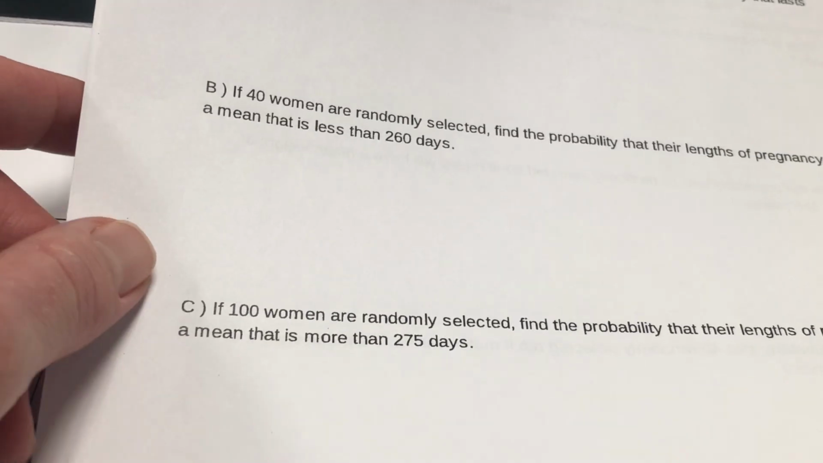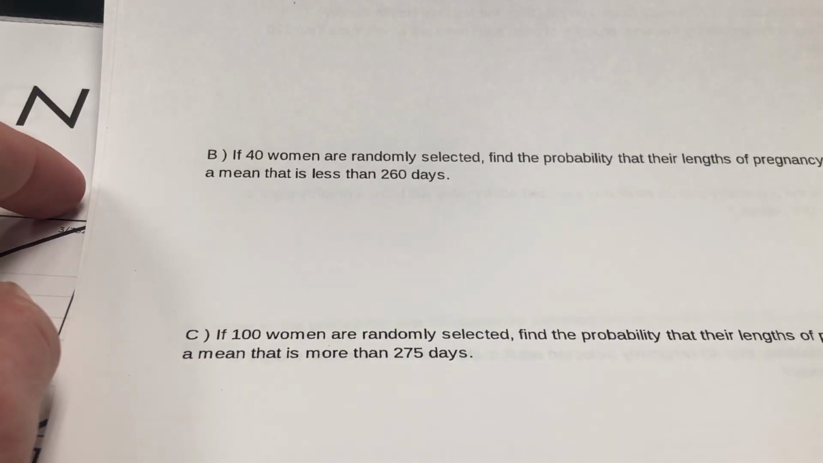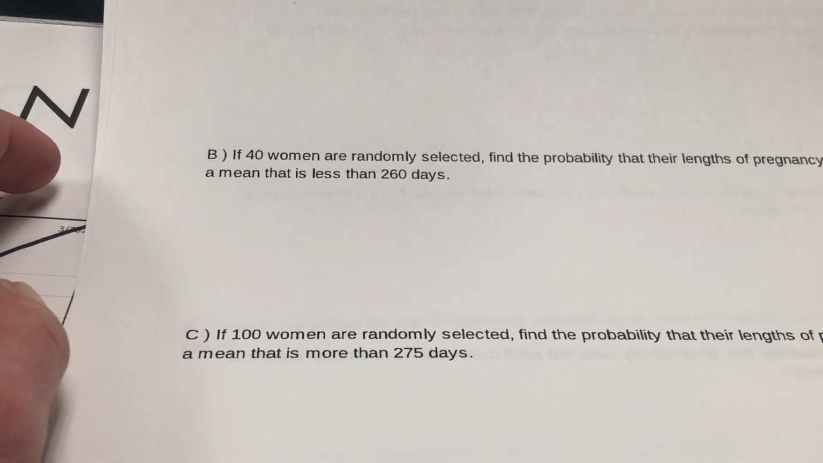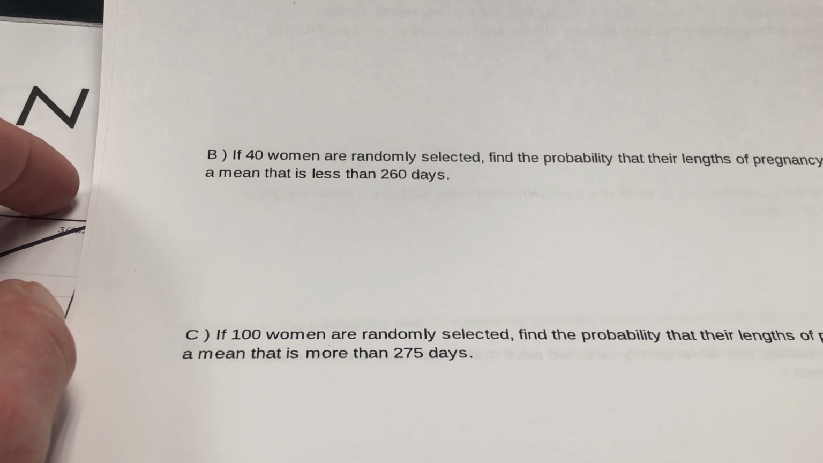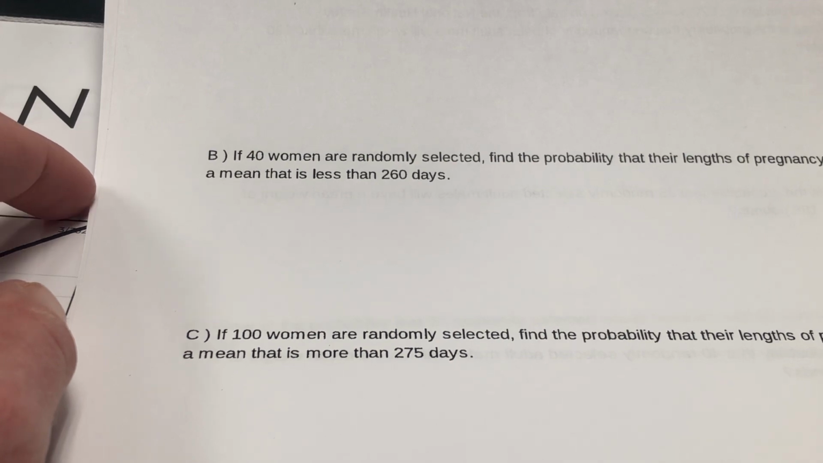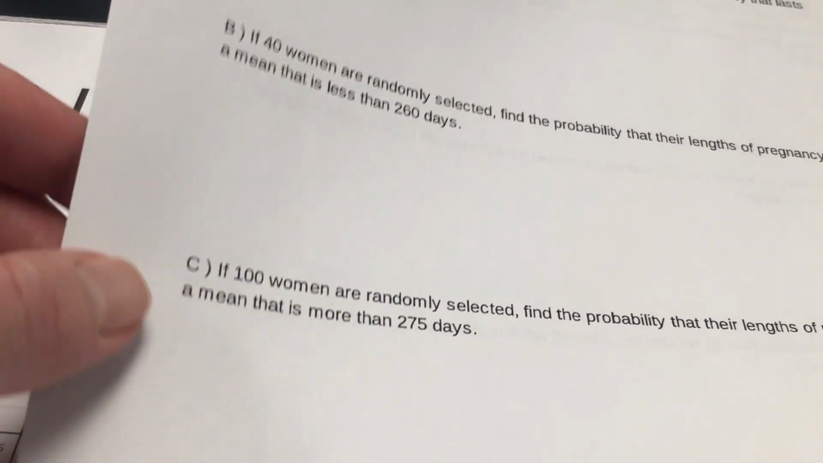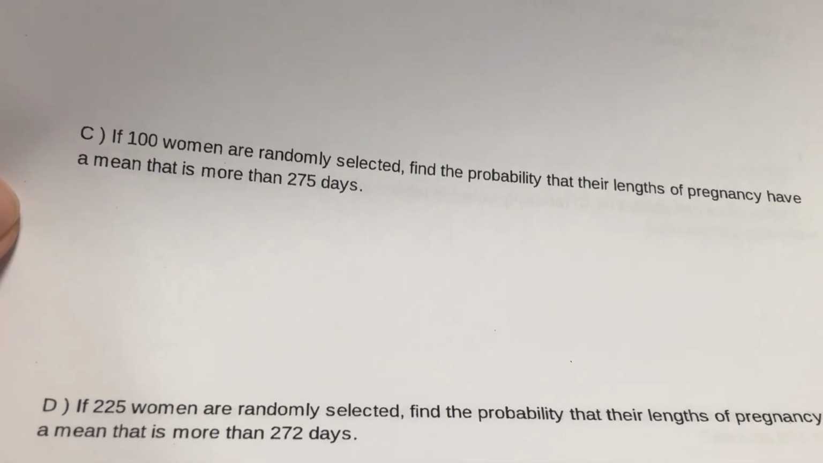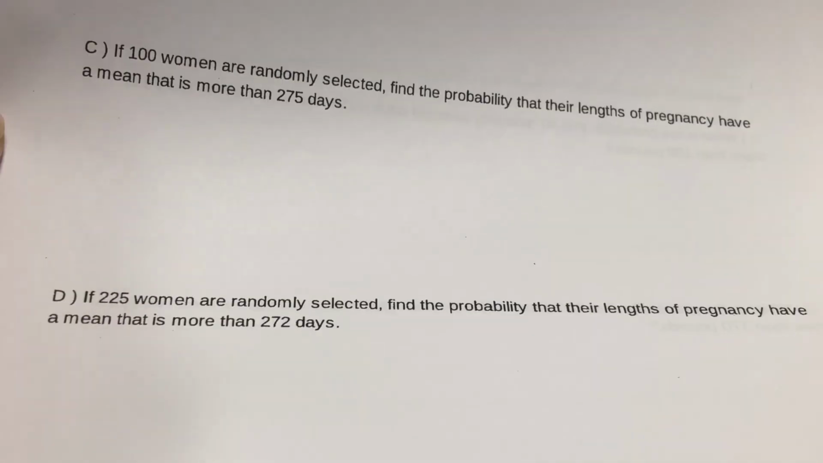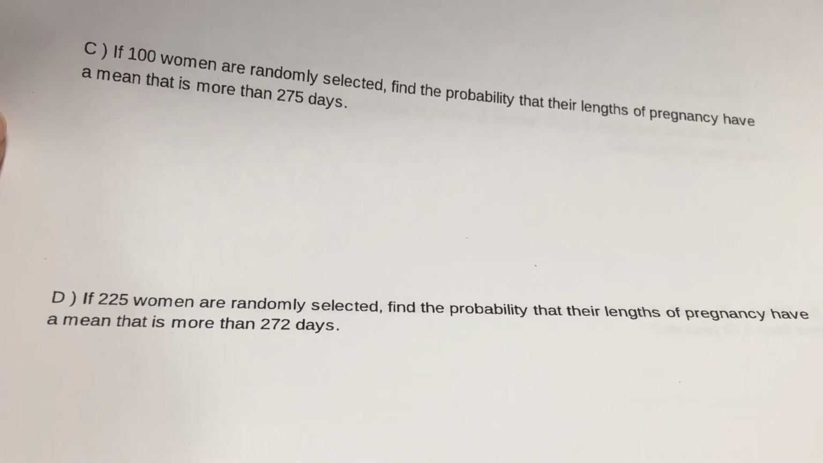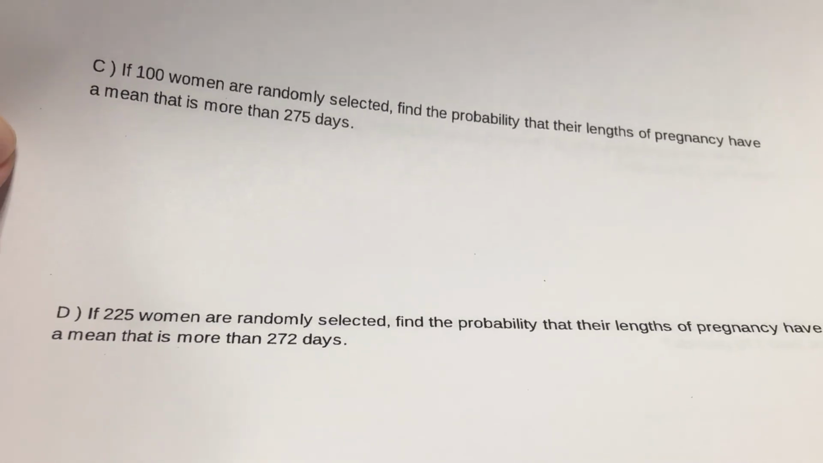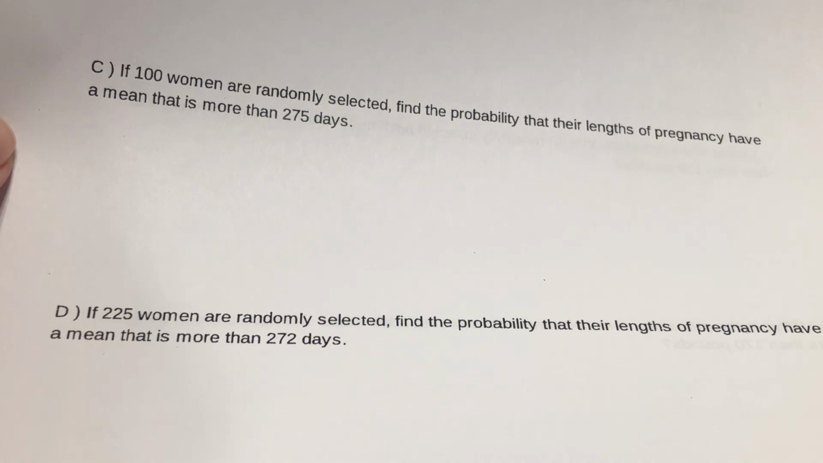Now you have X bar. Probability that X bar is less than or equal to 260: 260 minus 268 over 15 divided by the square root of 40. You're going to do that sort of thing with C as well, and that sort of thing with D. 225 and 100 are nice numbers to use because their square roots are lovely.